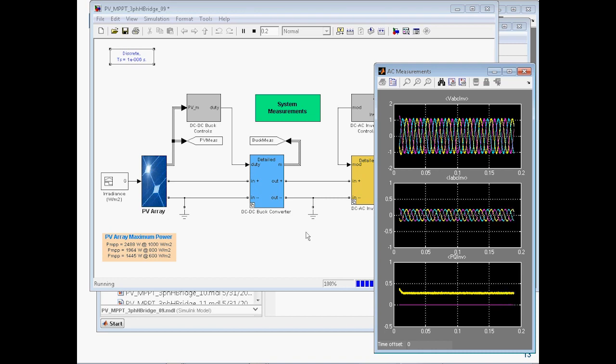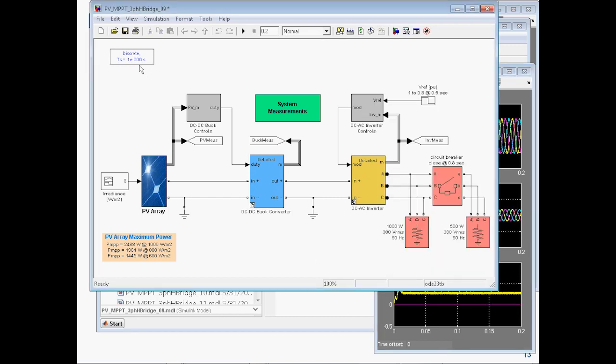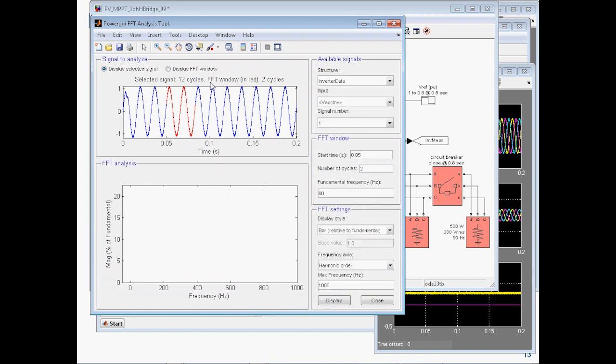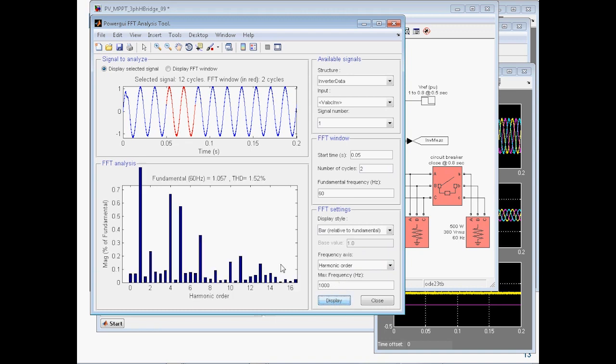Once I run this, I'm saving this information because I want to show you how to do harmonic analysis. I can double click on my Power GUI tool here, and notice there are the configuration parameters, but also many other functionalities, including FFT analysis. If I open that, you can look at the voltage or the current, and pick harmonic analysis and harmonic order. I'm going to display, and this immediately calculates the total harmonic distortion, in this case 152, which is pretty decent.